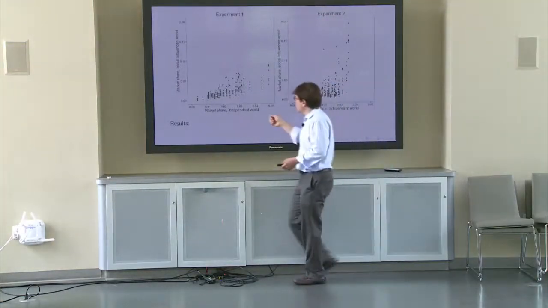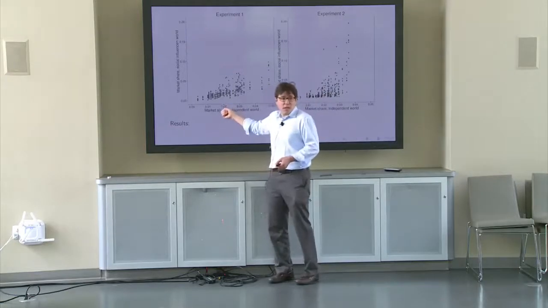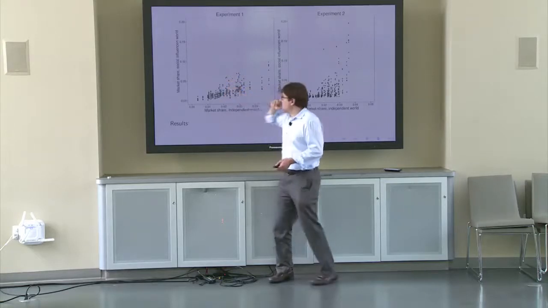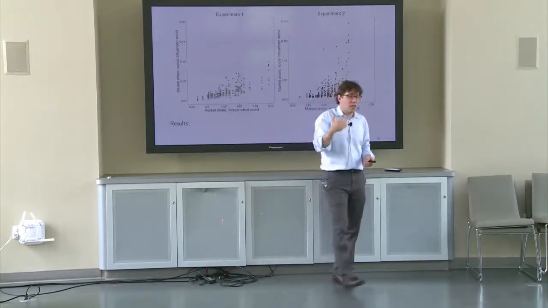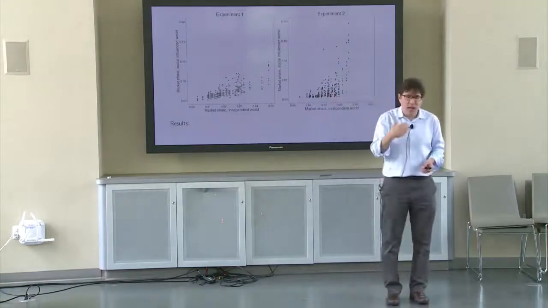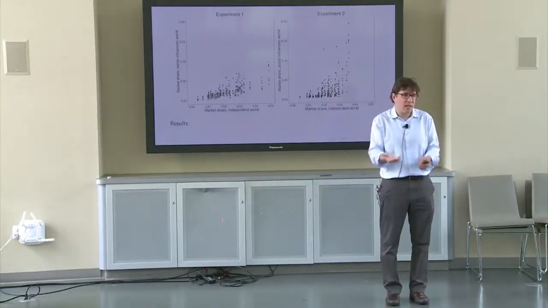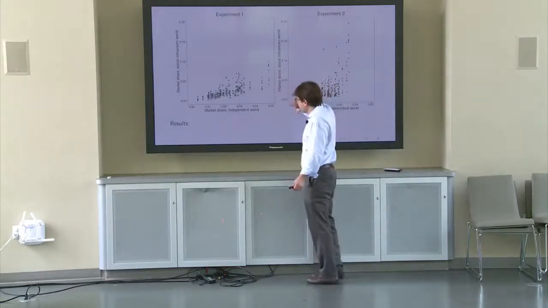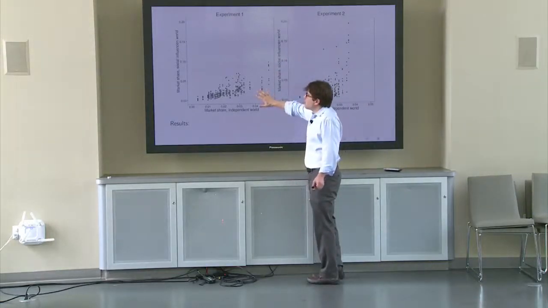Even if you have perfect information about the appeal of the song, you can't possibly make this prediction, because there's just inherent variability. In the same way you can't predict what's going to happen if you roll a fair die. You just can't. It's inherent unpredictability. So this is what we saw in the first experiment.